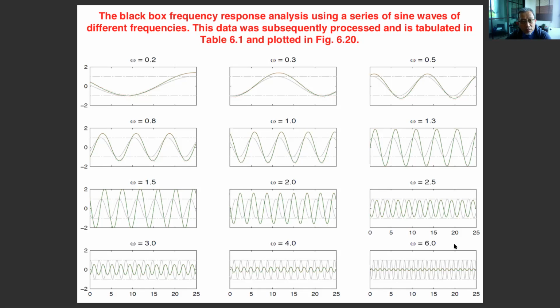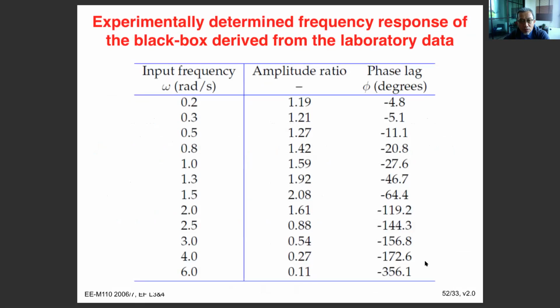What are your observations? At the early stage, at the initial frequency, the diagram of the input and output is almost the same in terms of magnitude and phase. But when it goes to 6.0, you can see that the amplitude is reduced compared to the input, and there is a phase difference between the input and output data. So that's why we captured the input here, right? The input derived from the laboratory data. So you can see that we vary the frequency from 0.2 to 6.0.